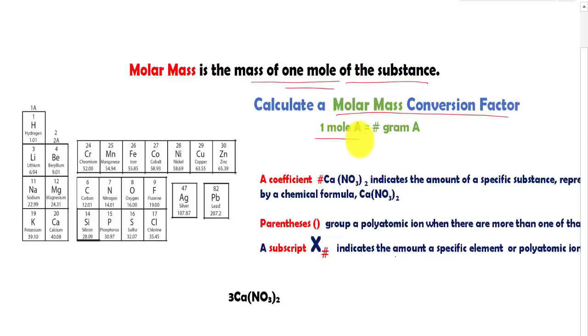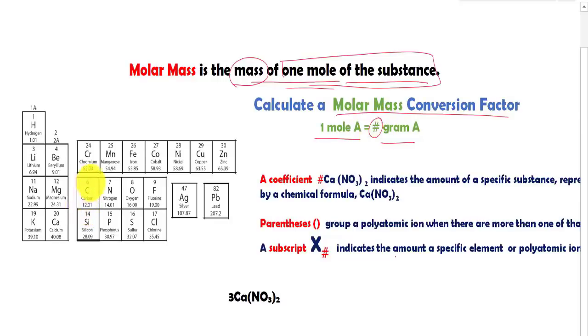Here I have 1 mole of a substance coming from this part right there. Then I have the mass, which is measured in grams. So I have 1 mole of A equal to the number of grams of A. But where do I get the number of grams from? The beautiful part is that you can use the periodic table to get that number of grams.